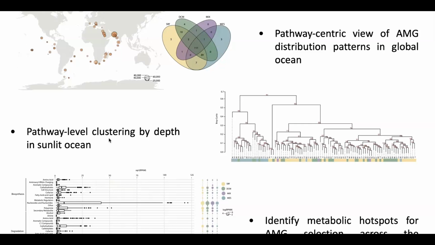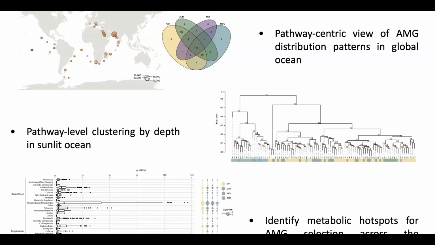But the pathway level clustering actually seemed to group by depth. So as you go from the surface, the sunlit, into the deeper, darker waters, right at the top of the mesopelagic, you see the mesopelagic AMGs clustering together, and then we have the sunlight AMG groupings clustering together. And we could identify metabolic hotspots for AMG selection across the metabolic map. So this is work that continues to unfold, and hopefully there'll be modeling papers that come out in the future.